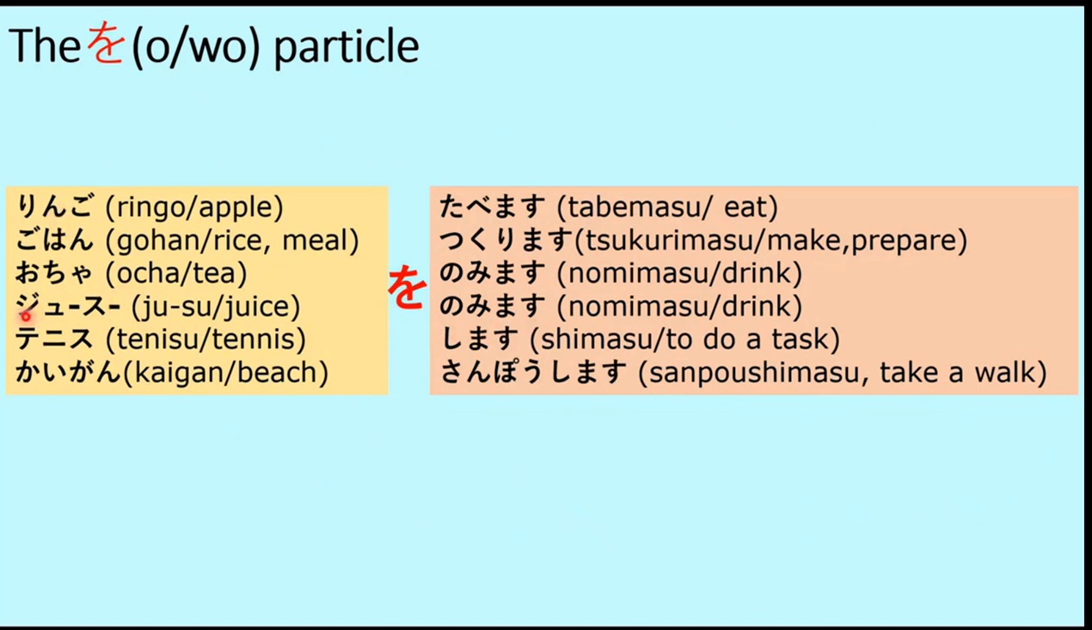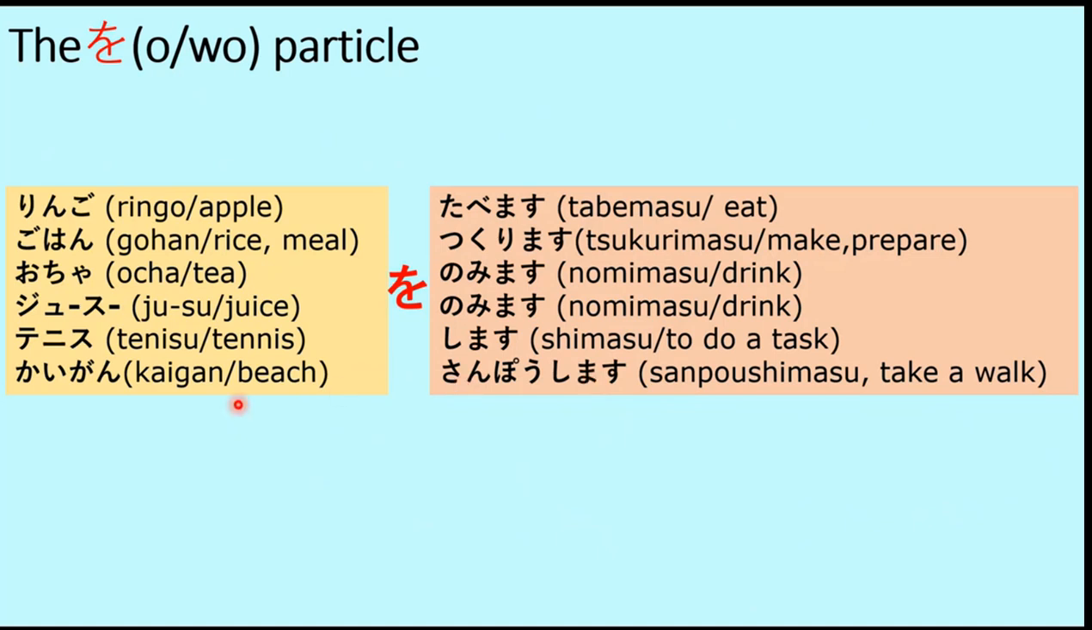Here you can see in katakana it is written juisu, but the actual pronunciation will be juice. Juice o nomimasu. Tennis. Tennis is the sport tennis. So tennisu o shimasu. Now, as I said earlier, shimasu is to do a task, so it can be used to denote the action of playing as well. So tennisu o shimasu, that means I play tennis.